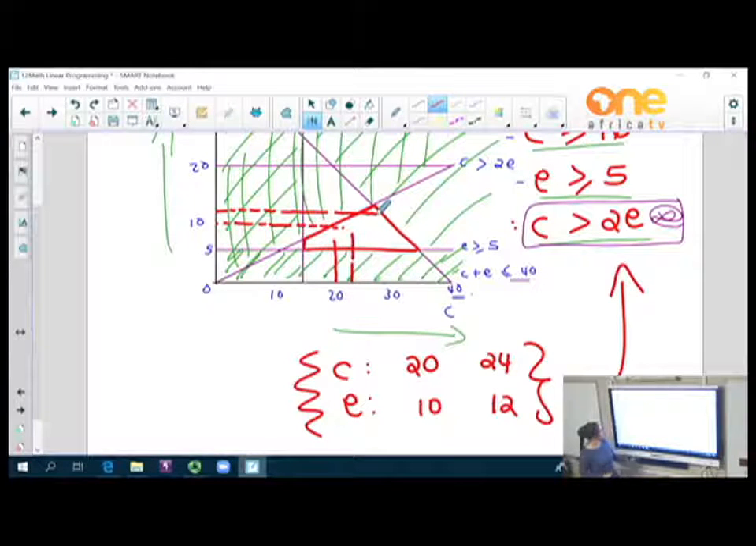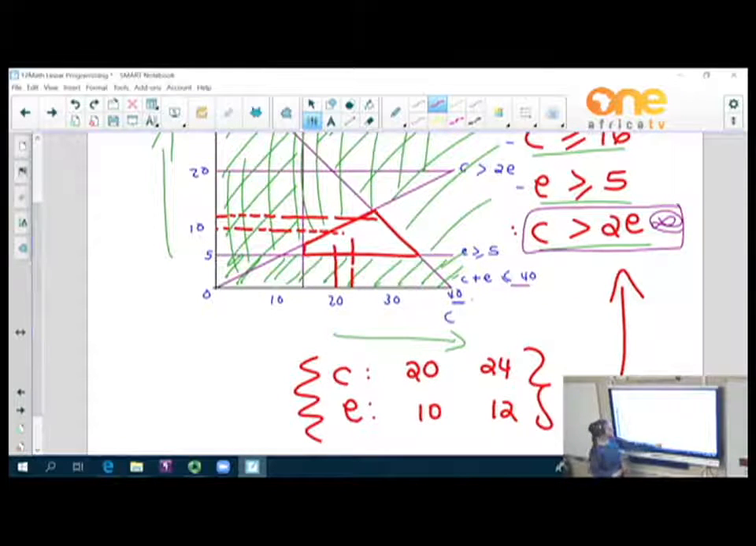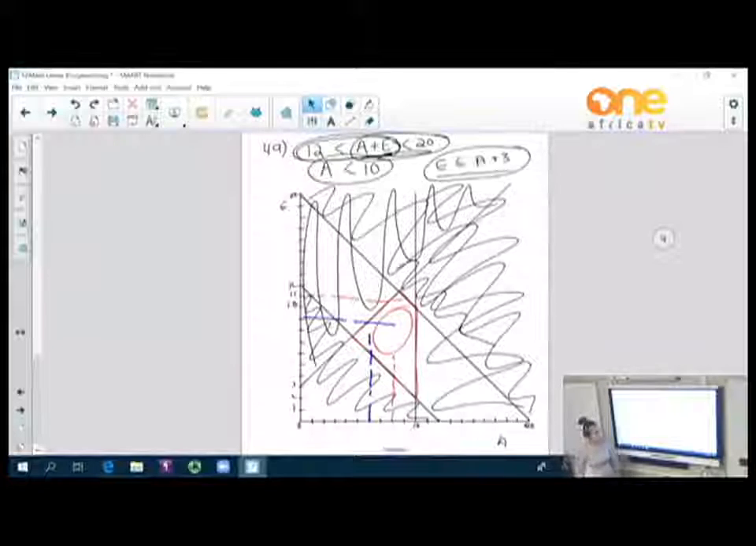So just go back to your inequalities and see that they are less than 40, C must be more than 16, E must be more than 5, and C must be twice the amount of E. And you can see that they all satisfy your inequalities. To that part, you will satisfy all your inequalities that you have written.